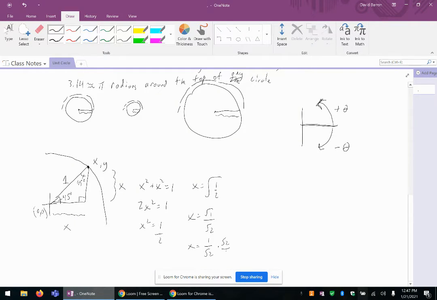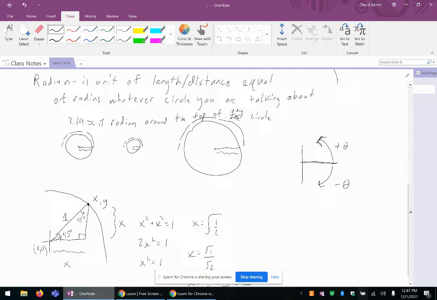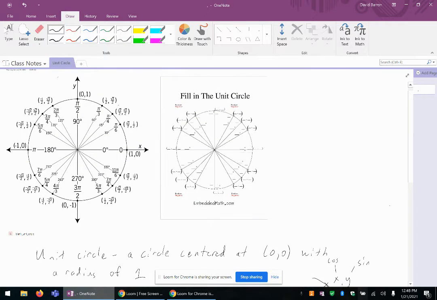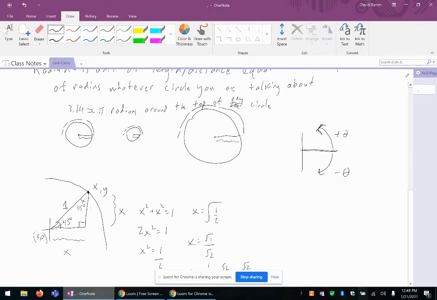Rationalize the denominator. And this matches what you would see at a 45-degree angle up here for the x and y coordinates, because they're both the same. So the length of this side is root 2 over 2, and the length of this side is root 2 over 2.